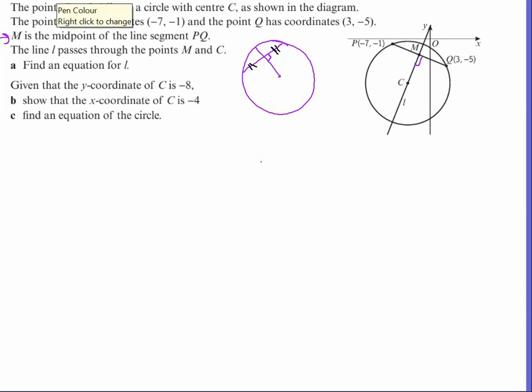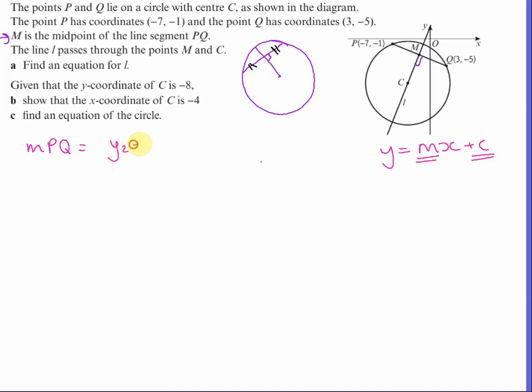So we've got to find the equation of this line L. And to do that, we need to know y equals mx plus c. All we need to find out is m and c, and at the moment we've got neither. But because we know it's 90 degrees, it's perpendicular to this line PQ, that seems a sensible place to start. Let's find the gradient of PQ.